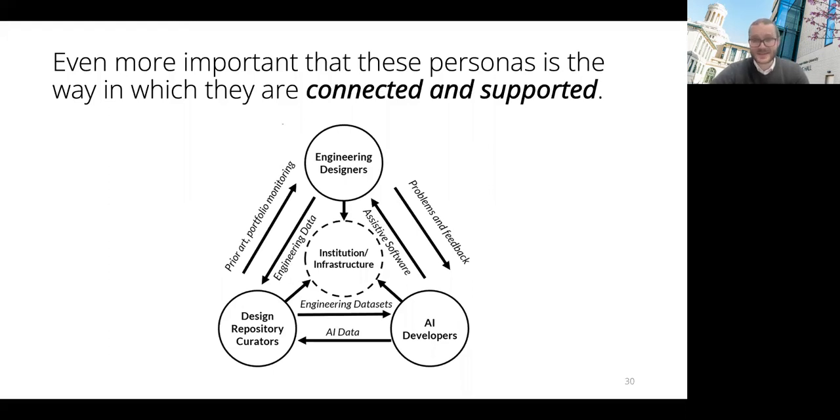So it's important not only to establish these three roles or these three personas, but to make sure that they're connected and supported. So there are important connections and important flows between each one of these, but each one of them also benefits from and contributes back to institutional infrastructure. So there is also this infrastructural layer that supports the work of these personas.